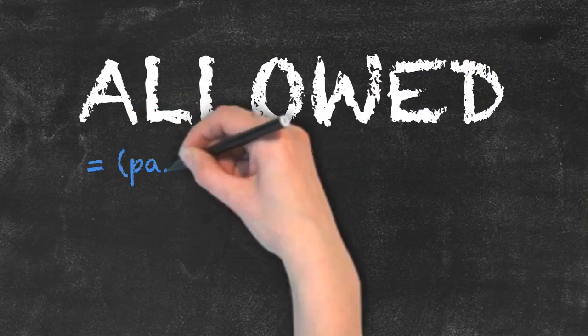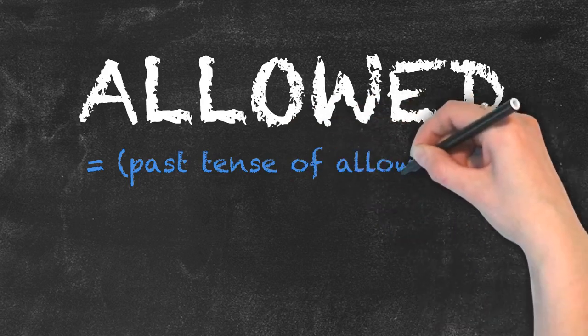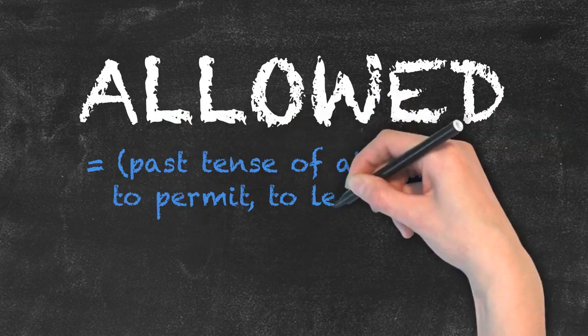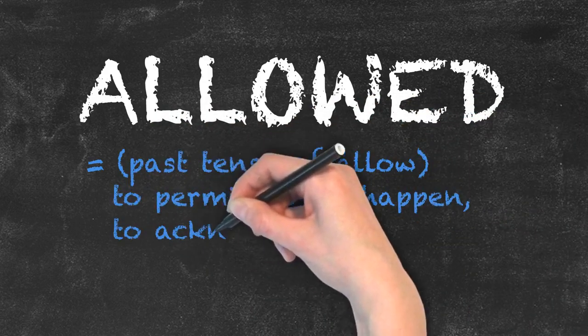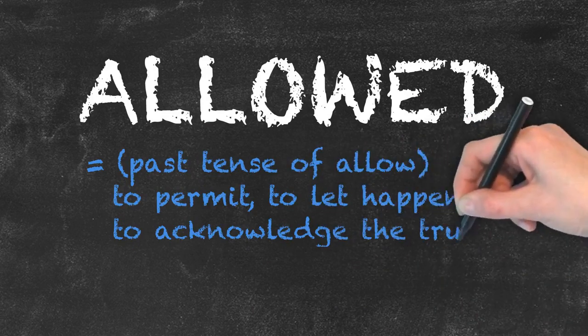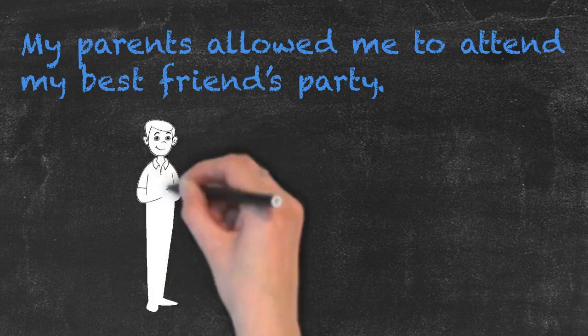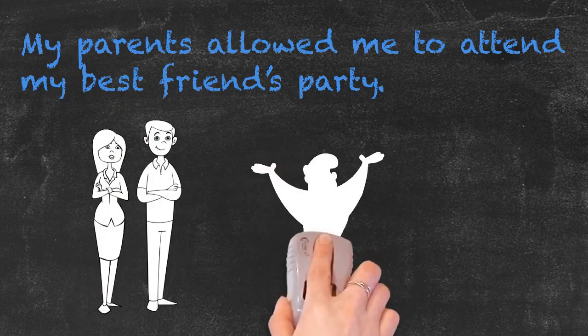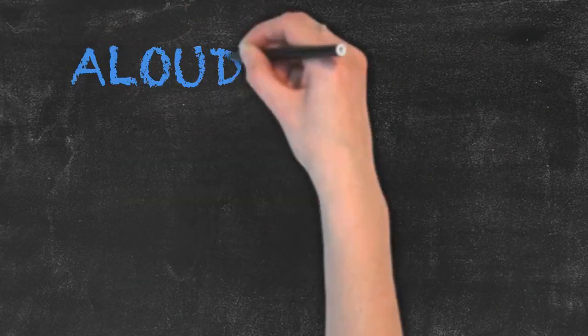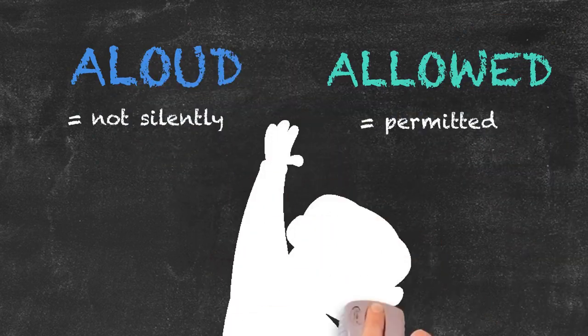Allowed, on the other hand, is the past tense of the verb allow, which means to permit, to let happen, and to acknowledge the truth or acceptability of something. Let's use it in a sentence. My parents allowed me to attend my best friend's party. I'm sure you'll never confuse the two words again from now on.